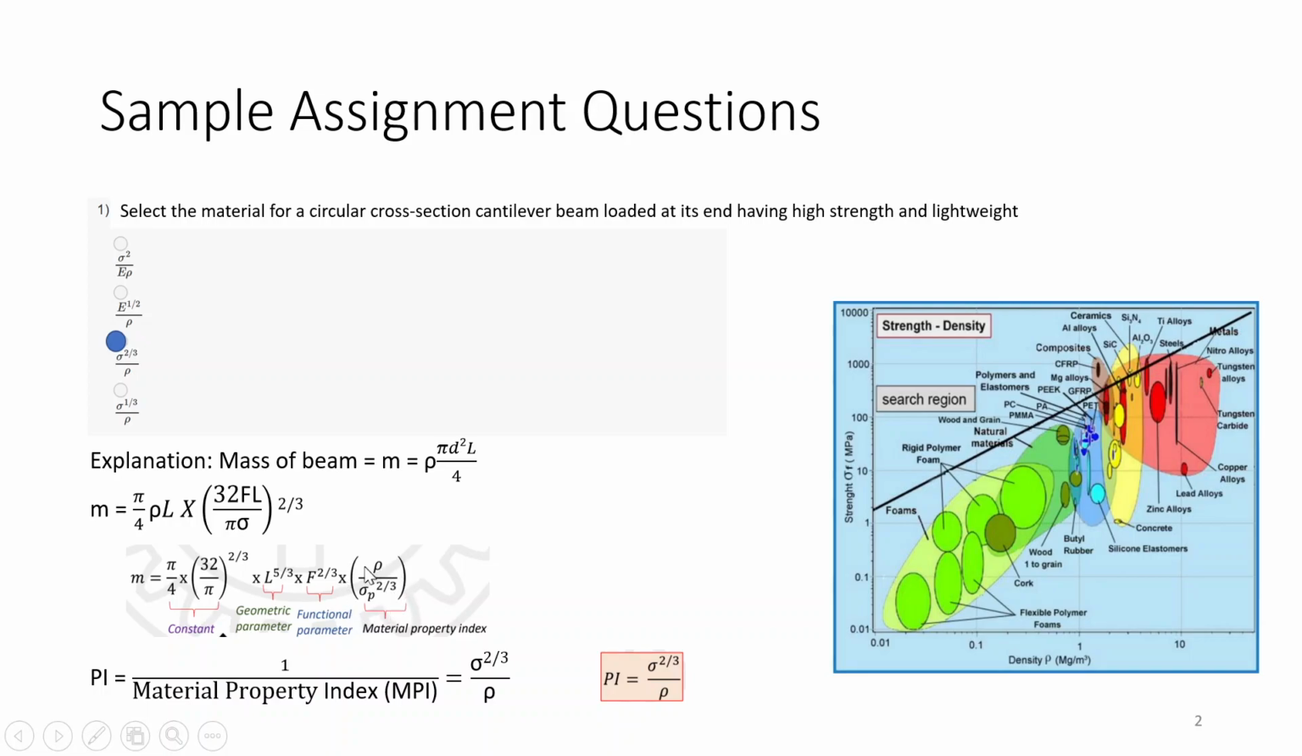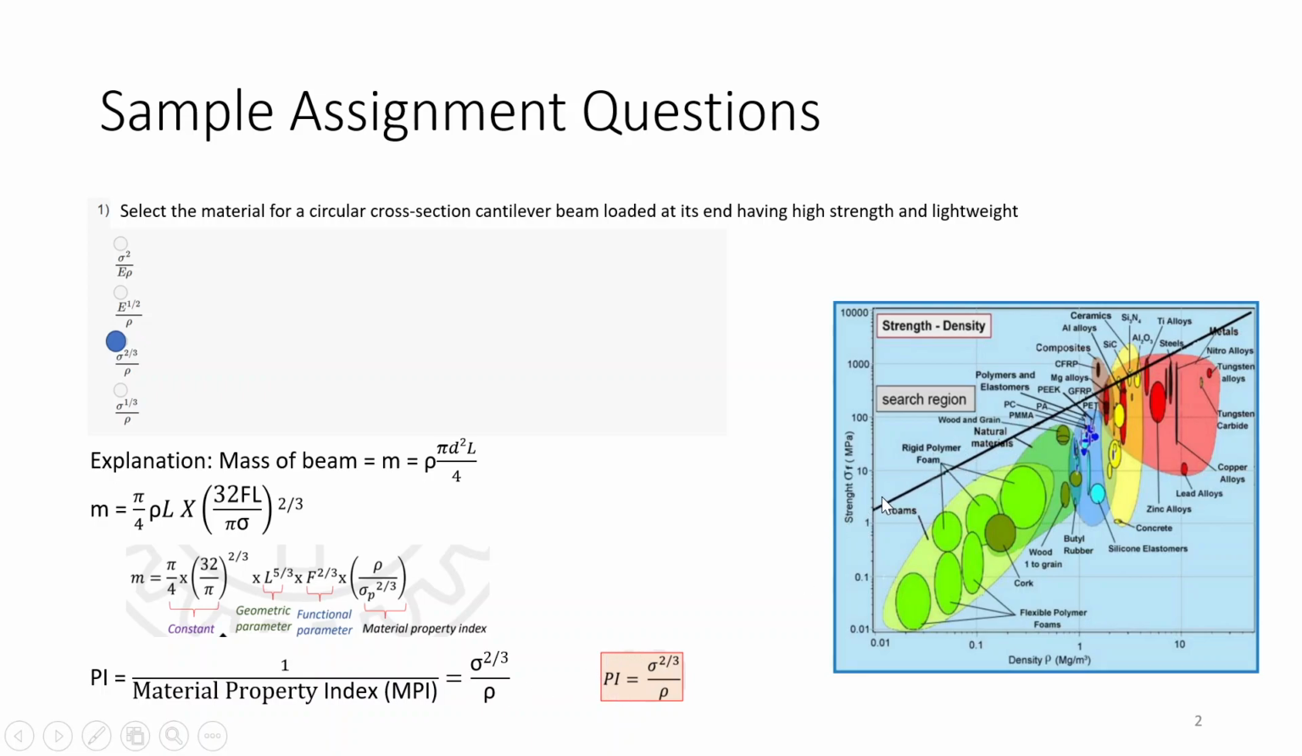Now this index, in this case mass should be less, so this index you have to minimize, and when you do inverse of this material property index, you will be finding out performance index. So performance index will be maximized. So you have to maximize sigma to the power 2 by 3 upon rho. This will be your PI.